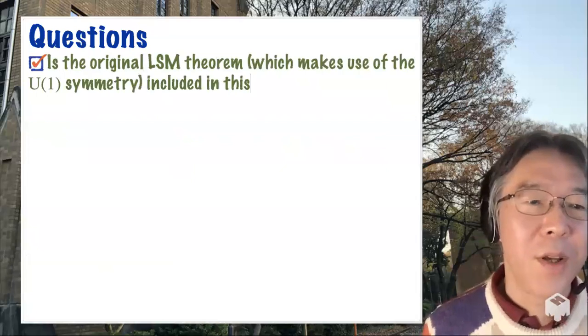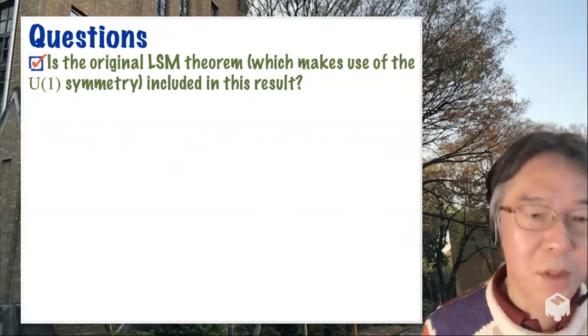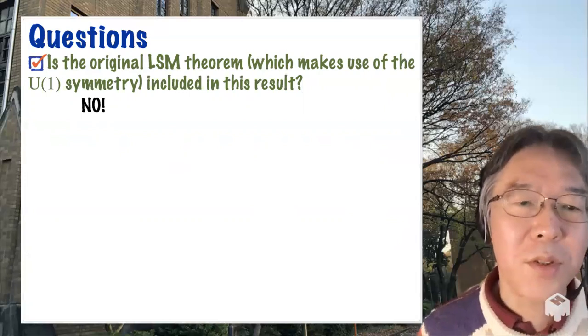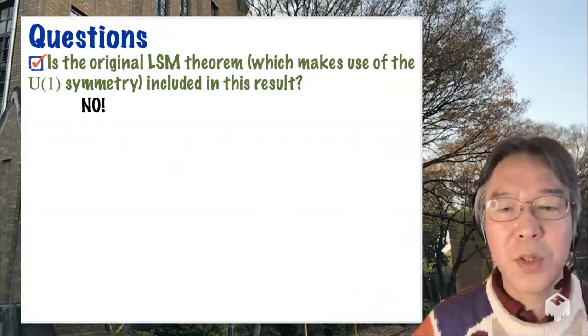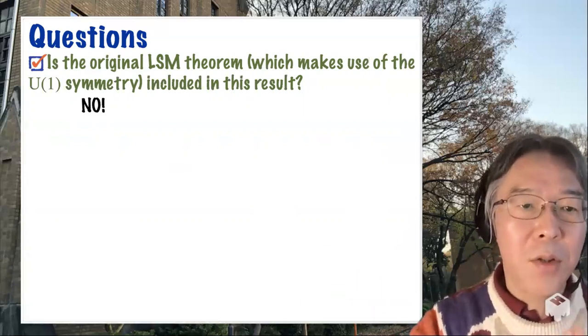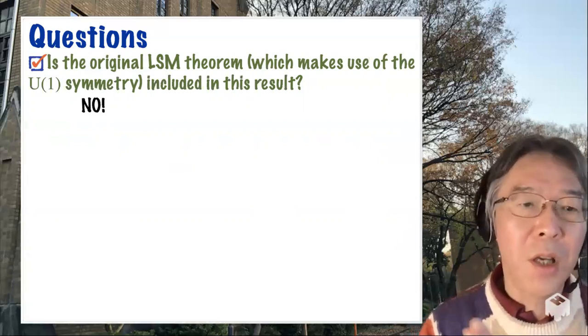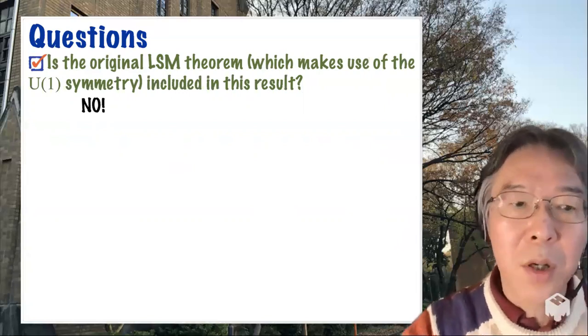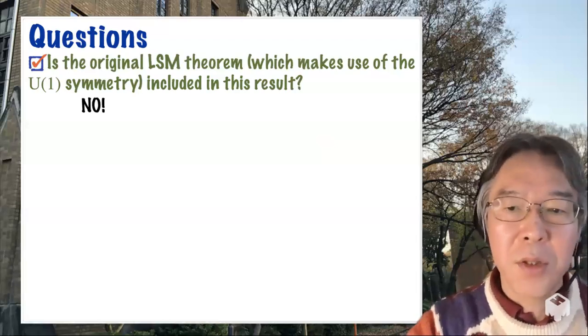Any questions? Oh, here's the question. Is the original LSM theorem, which makes use of the U1 symmetry, included in this new result? Oh, this is a very good question. No, unfortunately, no. Ours works, for example, when we have Z2 cross Z2 symmetry, time reversal symmetry, and so on. But in the original LSM, you only needed U1 symmetry. So in that case, if we only have U1, then the second group cohomology of U1 is trivial, and our argument does not work at all.